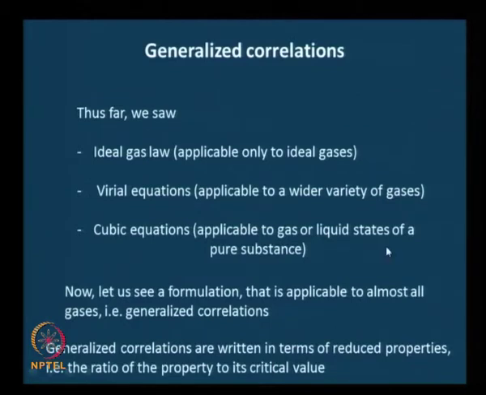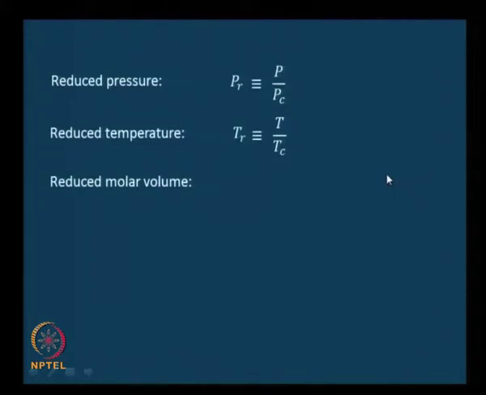So the generalized correlations are written in terms of the reduced properties, and the reduced property was nothing but the ratio of the property to its critical value. For example, reduced pressure was PR, which is defined as P by the critical pressure Pc. Similarly, reduced temperature and the reduced molar volume.